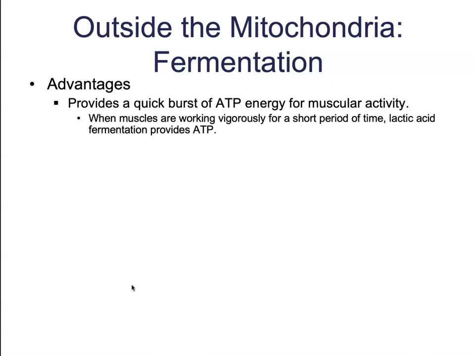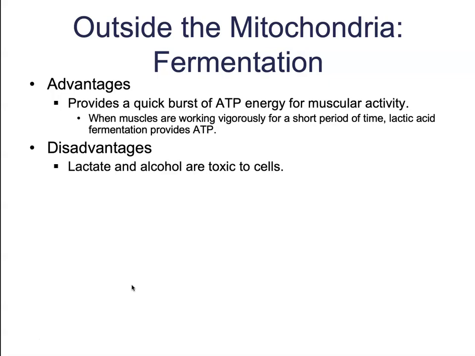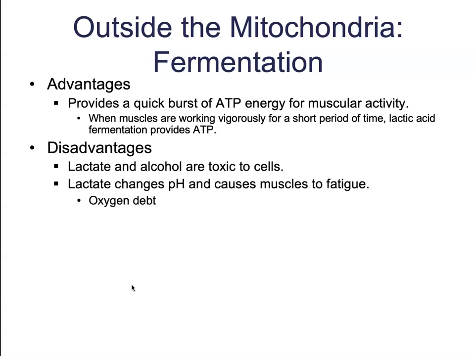When muscles are working vigorously for a very short period of time, that lactic acid fermentation provides ATP. There are some disadvantages to fermentation, though. Lactate and alcohol are toxic to cells. Lactate changes pH. It causes your muscles to fatigue. This is due to an oxygen debt. If you work out too much, and you're not able to breathe or obtain oxygen as quickly as your body is using it for cellular respiration, you'll start to undergo fermentation. That lactate can change the pH, and it can wear out your muscle fibers.